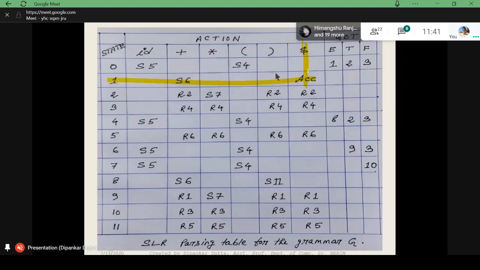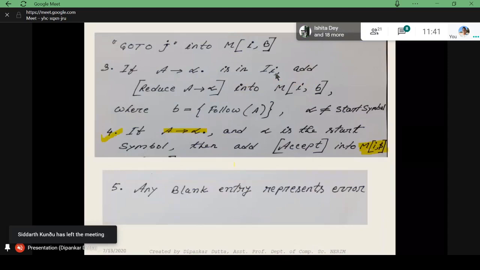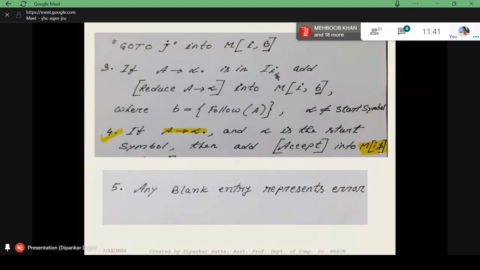According to rule number 4, this is the output: if A implies alpha dot and alpha is the start symbol, then add accept into M of I dollar. Dollar is the inbuilt input symbol here, not the start symbol. Add accept. So rule number 3 complete, rule number 4 complete.